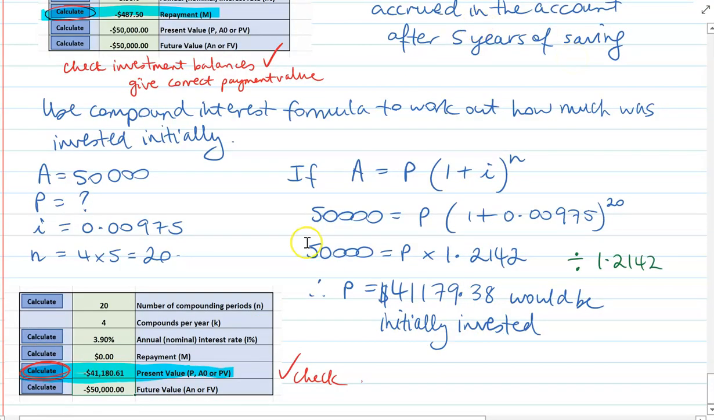The second half is then thinking about, well, I need to work backwards using the compound interest formula, because if I know how much was in the account at the end of the 5 years, I can use the compound interest formula to work out how much was invested in the account in the first place. Considering that 5 years is 20 compounding periods at that decimal interest rate, I simply sub in my known values and I'm solving for P, or the initial investment. So then if I evaluate the brackets, then next step I divide by the 1.2142, I end up with a principal or initial amount of $41,179.38 that would need to be invested.